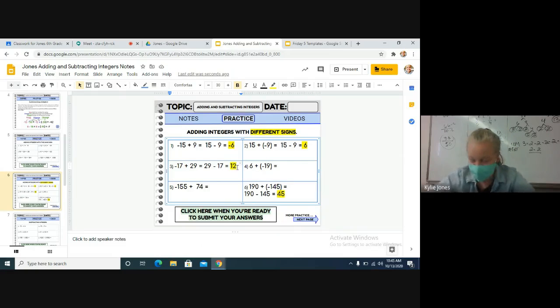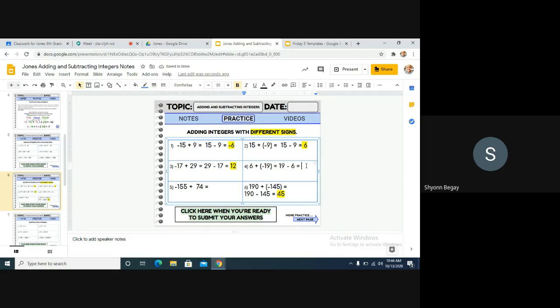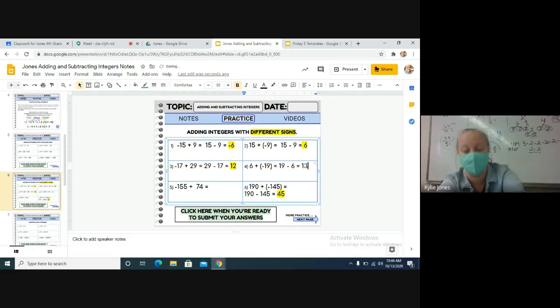Okay. Let's look at our next one. Number 4, we have 6 plus negative 19. Ignore the signs. Is 6 or 19 bigger? 19. We're going to subtract the other number, which is 6. What is 19 minus 6? 13. Good.